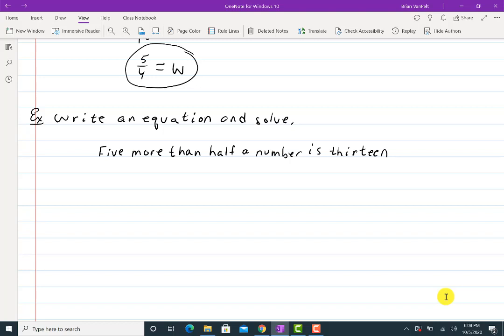Remember, when you're doing these things, I think it's easiest to put your equals where the "is" is located. That way you know which side is the left and which side is the right. Numbers themselves are easy, so 13 comes down as 13. 5 comes down as 5. The "more than" part is addition. And half a number, I'll call it 1/2 x. So there's my equation to solve. To figure out what it is, I will subtract 5 from both sides. I will get 1/2 x equals 8. And then I'll multiply both sides by 2.